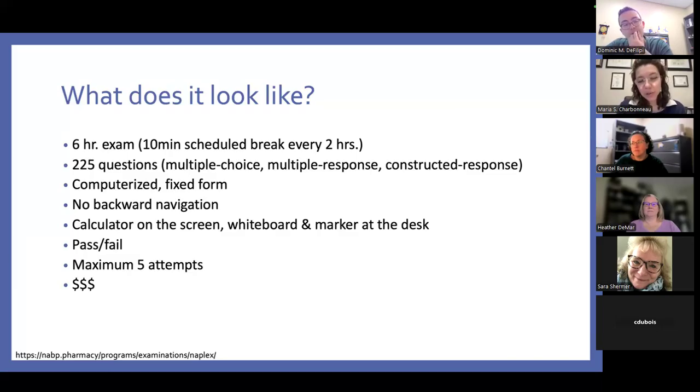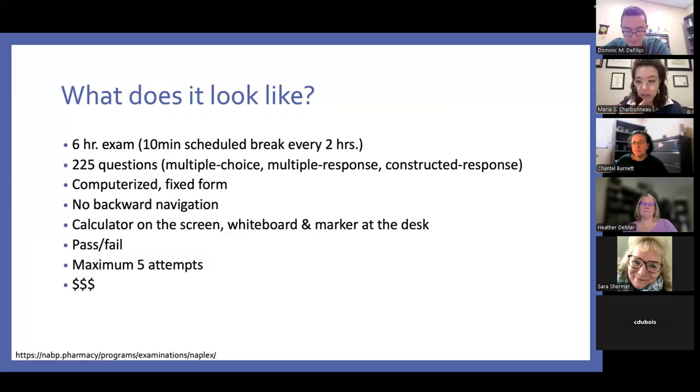I'm not entirely sure what the actual price tag is. I tried to find out on the NABP website, but in order for me to find out the true cost, they wanted me to sign up for the NAPLEX, and I'm not doing that again. So I don't actually know what the cost is right now, but it is expensive. And so for any failure, it can be a pretty significant financial strain on the student.